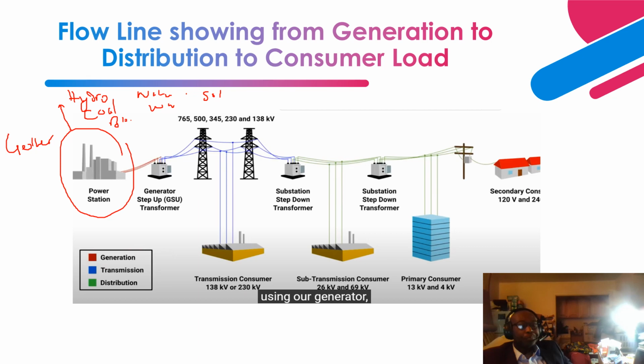The output of this is a generator generating an output voltage. I indicated that the output voltage could be 13.8 kV, 18 kV, or 20.2 kV, which comes from the generator in this power station.